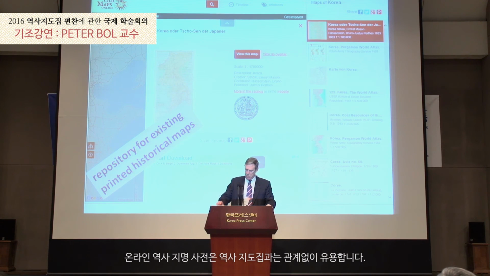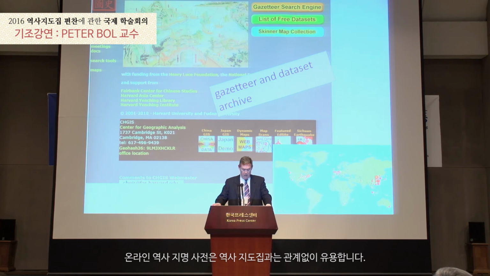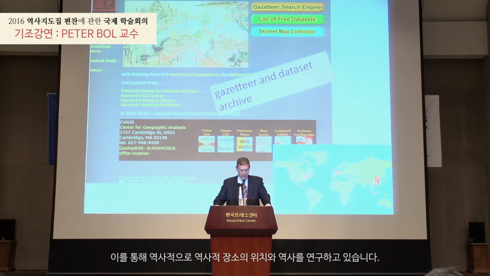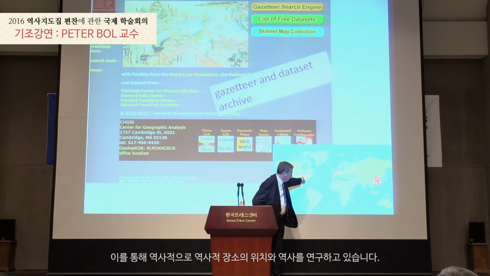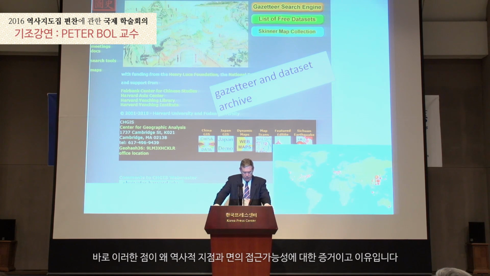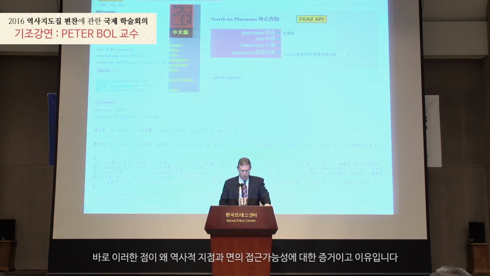An online historical gazetteer is useful independently of an historical atlas. The gazetteer search engine of the China Historical GIS is widely and constantly used by scholars around the world. They use it to discover the location and history of historical places. This is how the evidence and reasoning behind the historical points and polygons can be made accessible to the user.